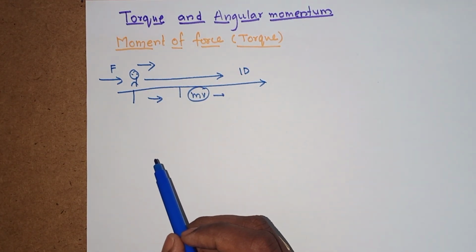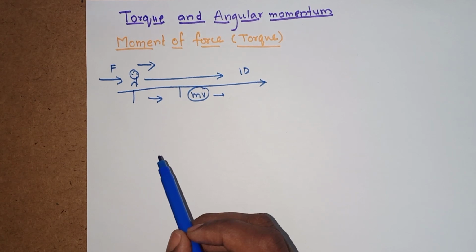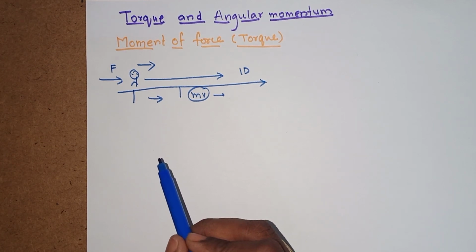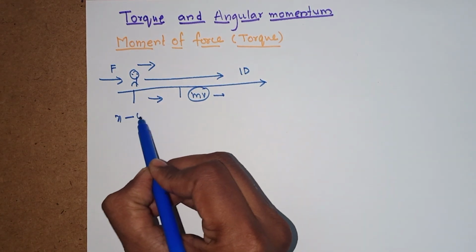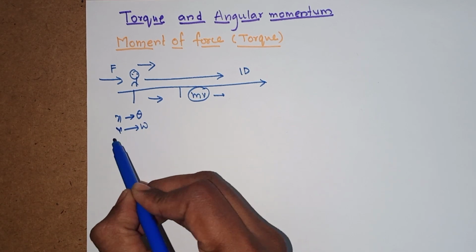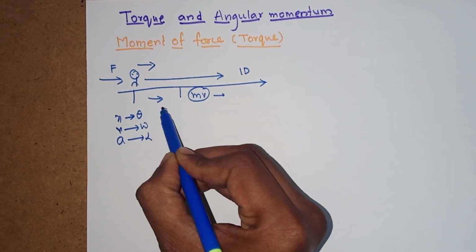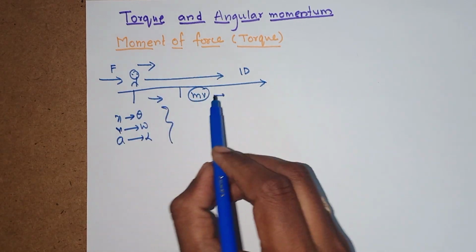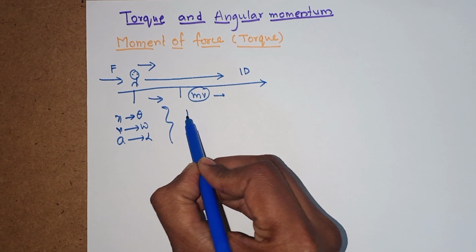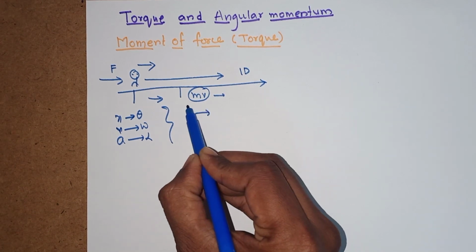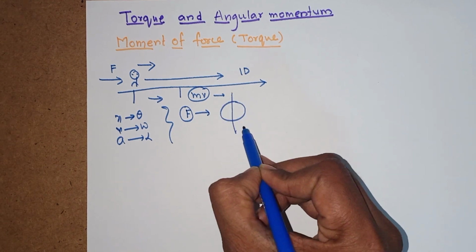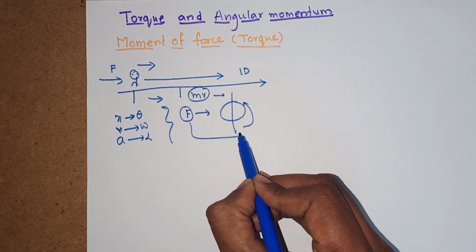In the last class, we had seen the rotational analogy of displacement and velocity: x with theta, v with omega, and a with alpha. Now in rotational motion, what is the corresponding analogy of force? How do you express the equivalent of force in rotational motion?